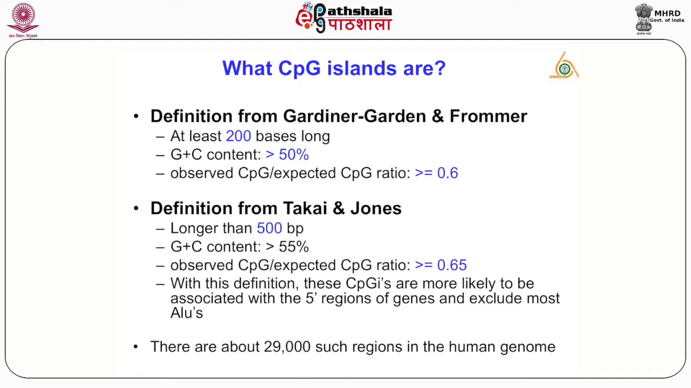With these definitions, CpG islands are more likely to be associated with the regions of genes and exclude most Alu families. There are about 29,000 such regions in the human genome.